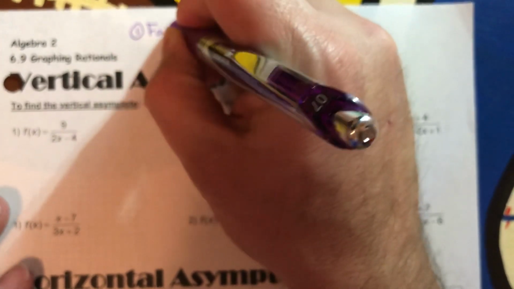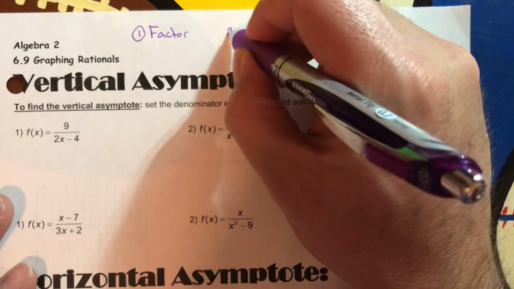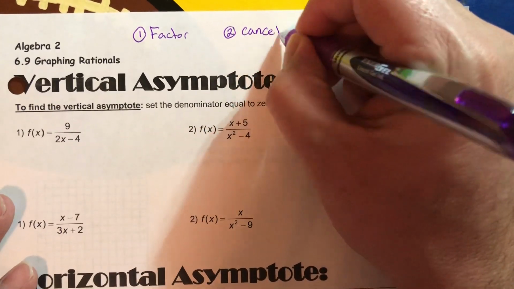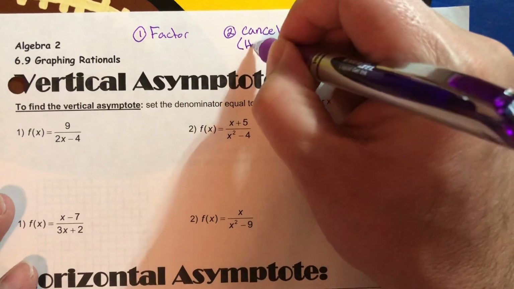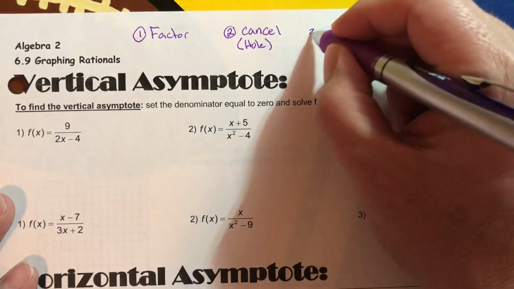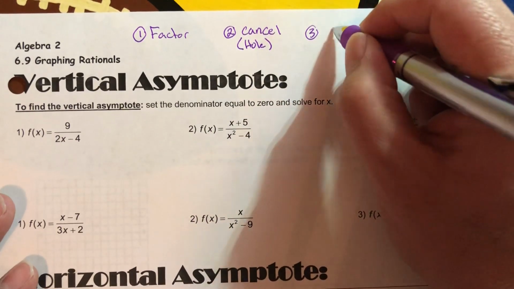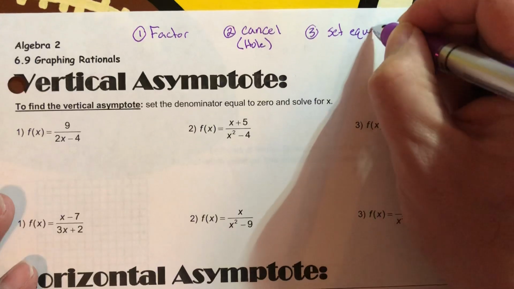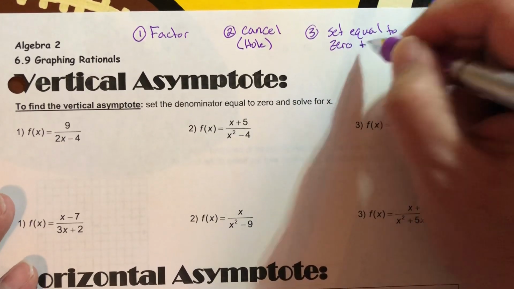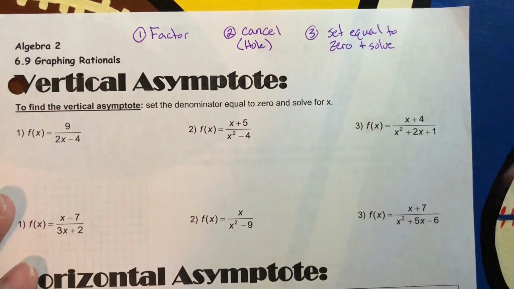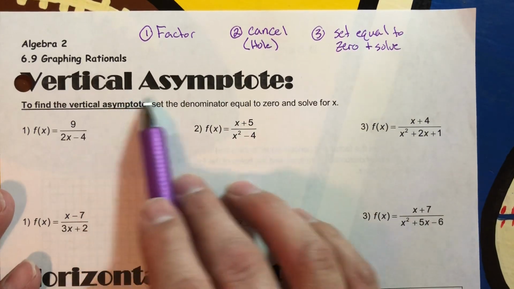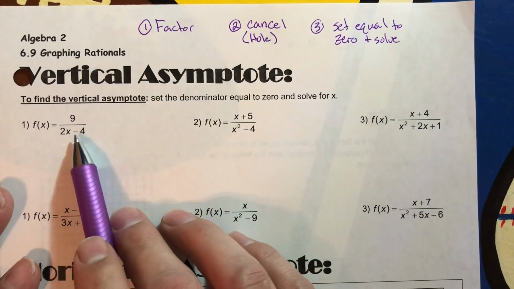One, we're going to factor. Two, we're going to cancel if we need to, and then in parentheses, I want you to write "hole" right here. We'll talk about what a hole is in just a second. And then three, we're going to set equal to 0 and solve. This is how we find the vertical asymptote, the VA. The VA is everything in the denominator, okay?